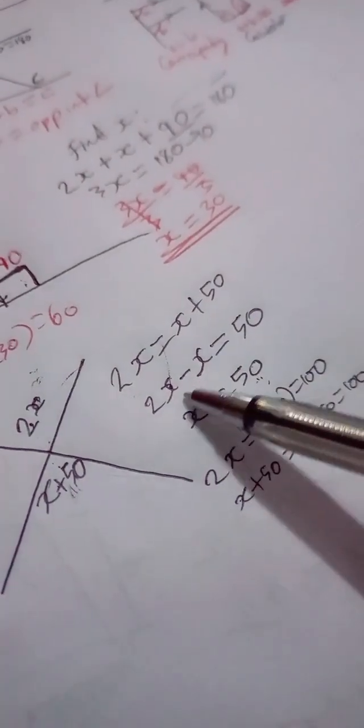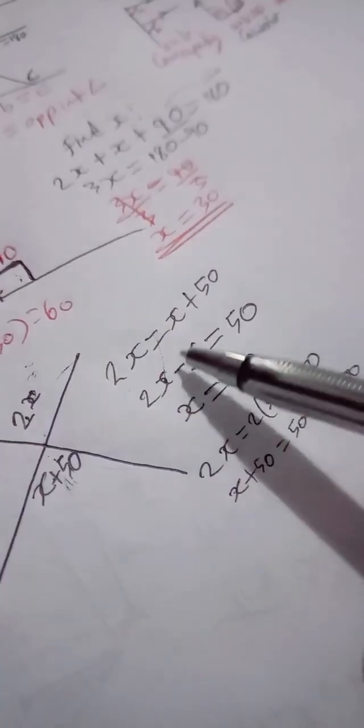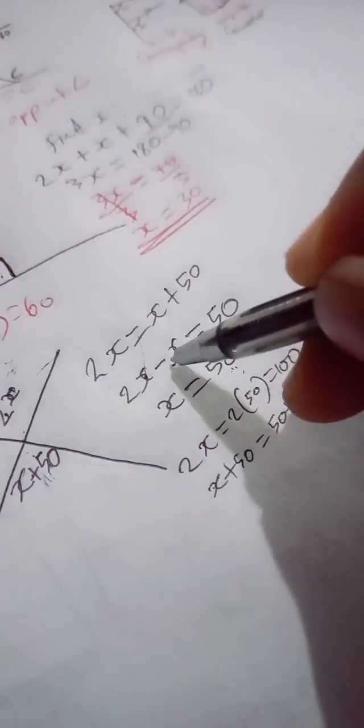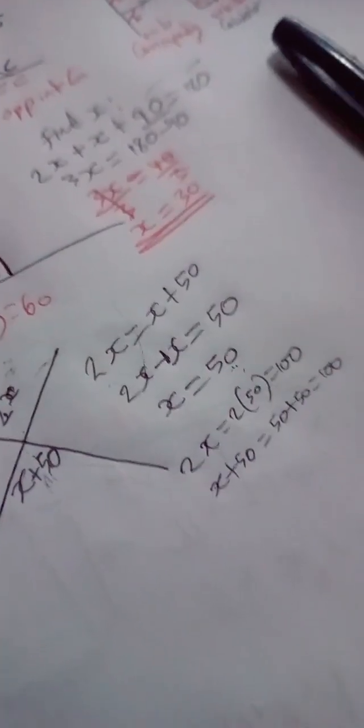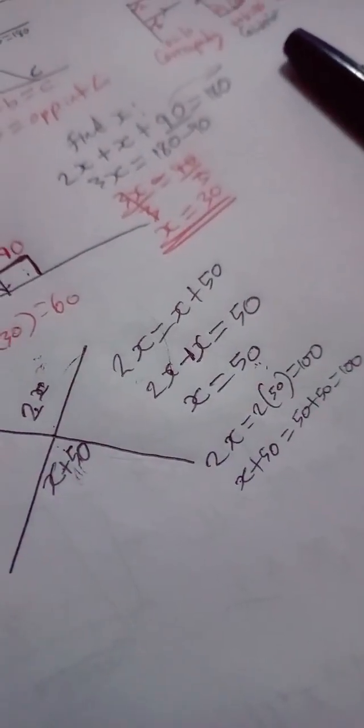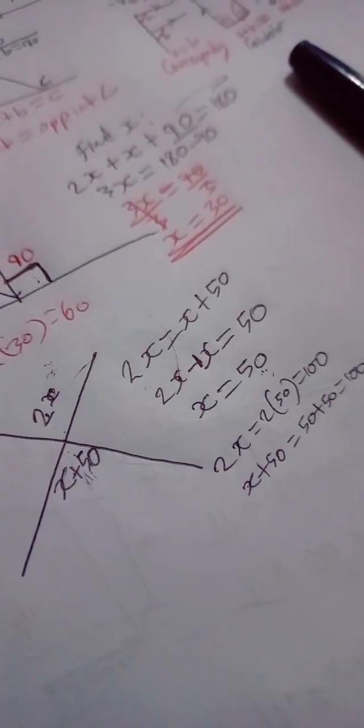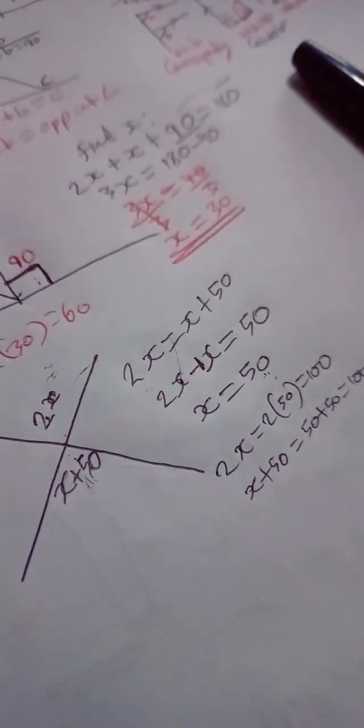What happened to the 2? We subtracted 2x minus x. Remember, this is 1x, right? So it's 2 minus 1. The moment we say 2 minus 1, we are getting x.